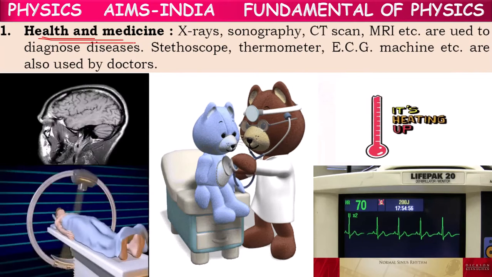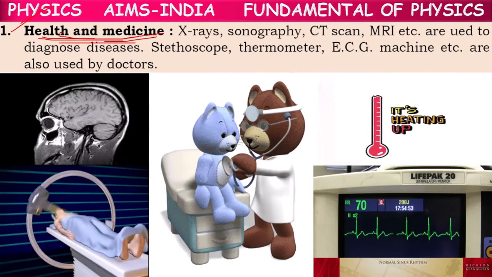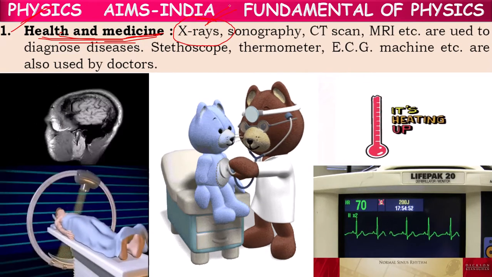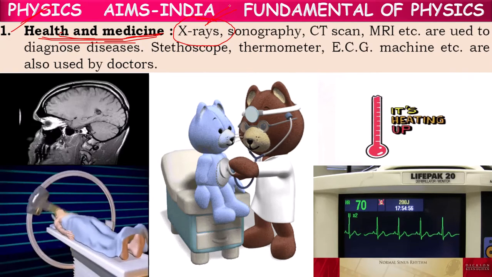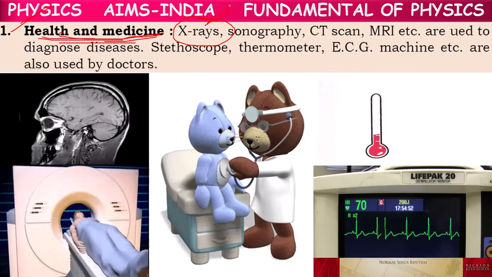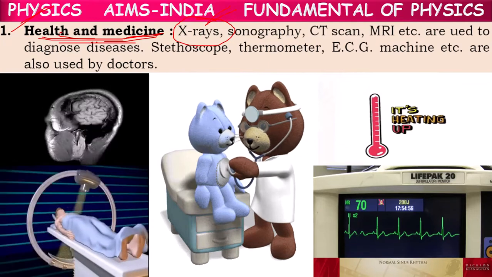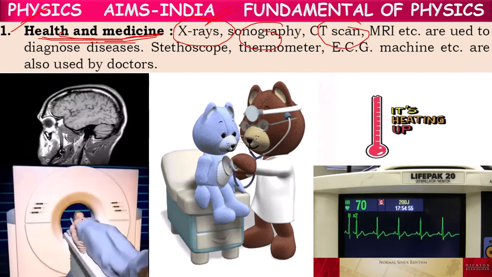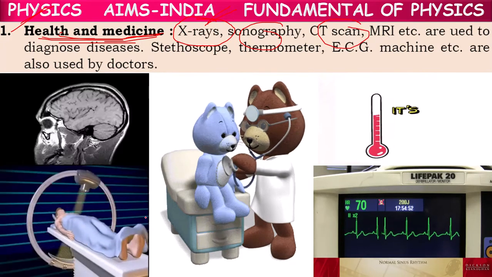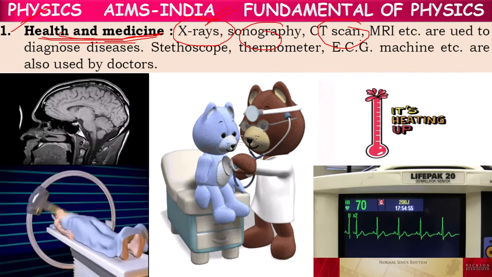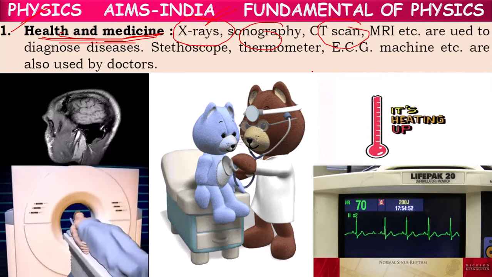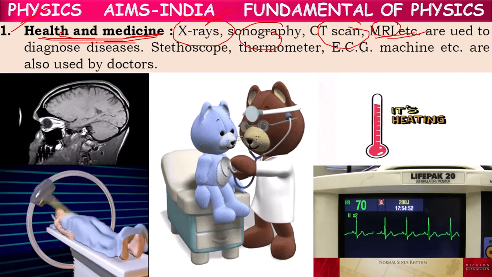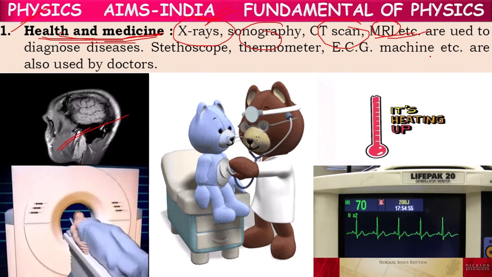In health and medicine, how are we using physics? For taking x-rays. While playing games, if you fell down, you will be taken to the doctor. There he will take an x-ray, check your bones, and tell whether your hand is fractured or not. Sonography or CT scan: your body will go into one machine, and totally your body will be scanned in the machine. CT scan, or we can call it MRI scan. These words you can learn later, children. The brain scanning can be done with CT scan or MRIs.